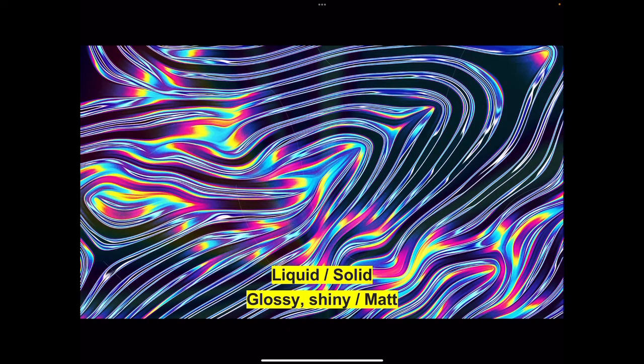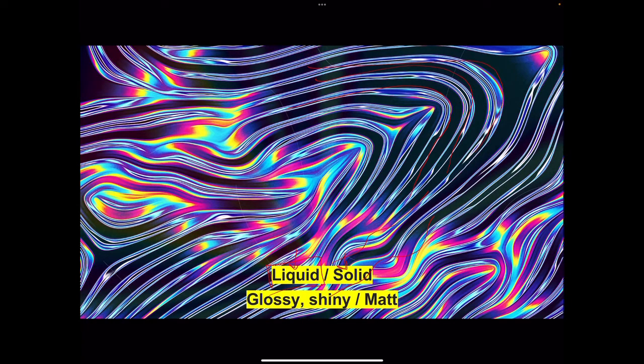How about this one? This is a reflective material, right? Sometimes it can be solid, sometimes it can be liquid. Maybe this is colored water or a colored solid matter, okay? We don't know the difference, but we will say it's liquid. Why? Because we can see the curves, the smooth curves, okay? It's very smooth and watery, okay?